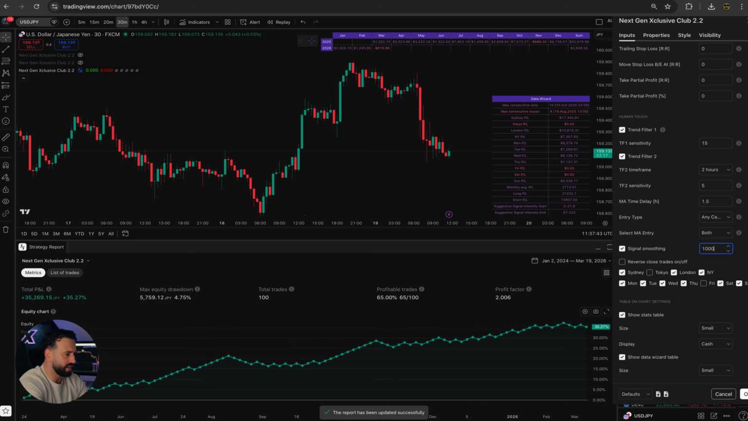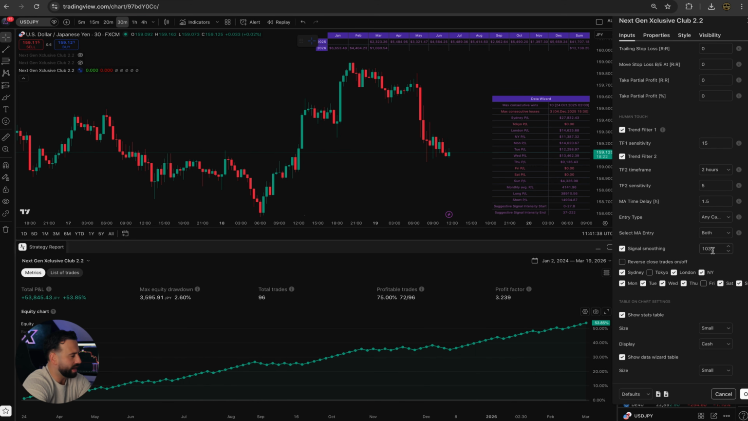So I'll go down in values of 50, and then I will start working towards what is the best value to have as signal smoothing. Then I'll fine tune that. So we're going to do that now. A few moments later. So signal smoothing at a value of 103 seems to be the best one.